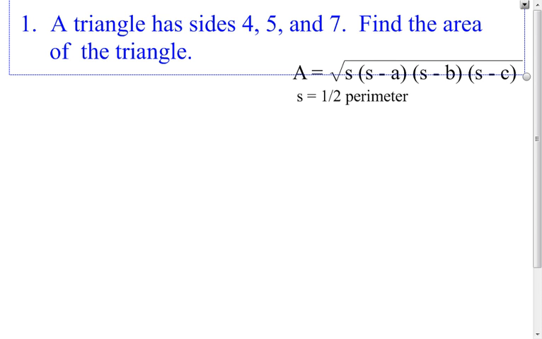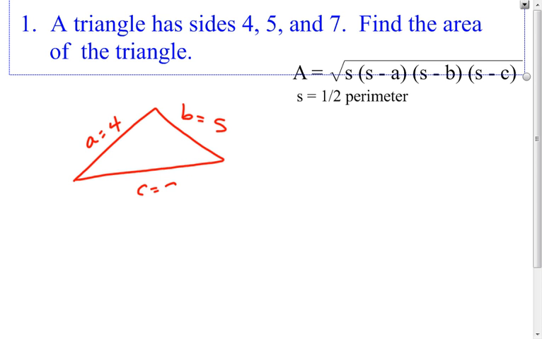A triangle has sides 4, 5, and 7, and you need to find the area of the triangle. So it doesn't matter what you call them. I'm just going to say A is 4, B is 5, and C is 7. I am going to use Heron's formula there. I have it listed up to the right over here. So that is the formula that I will use.